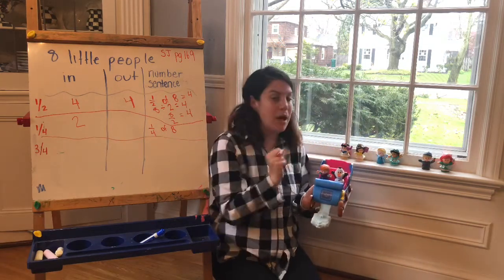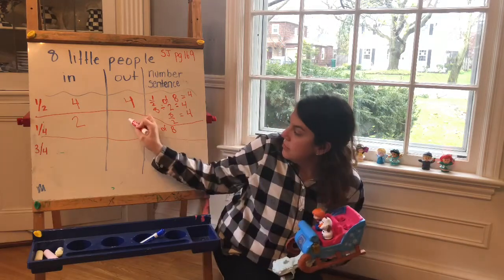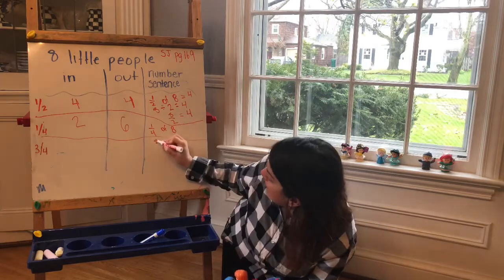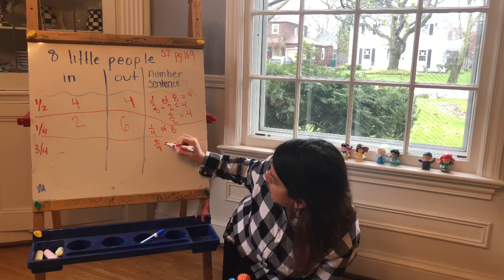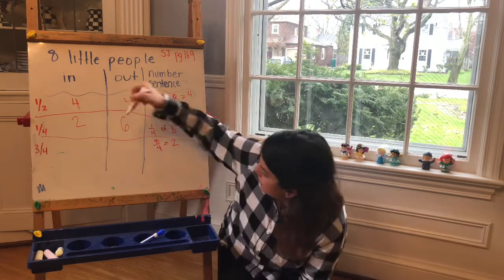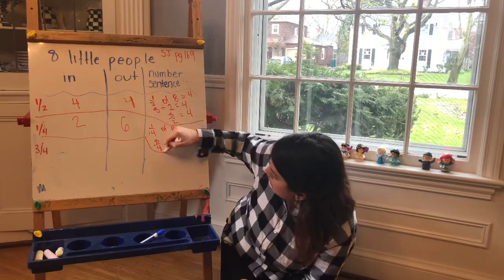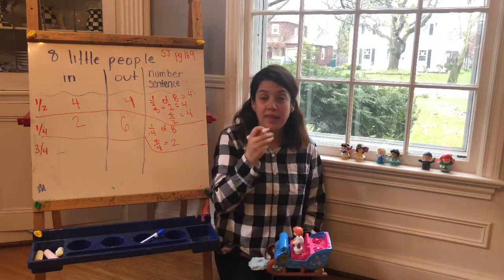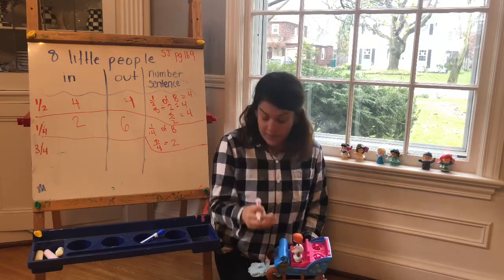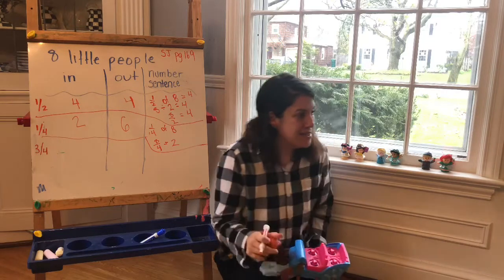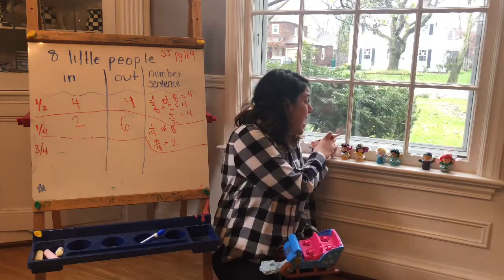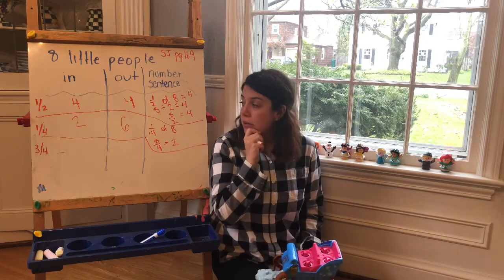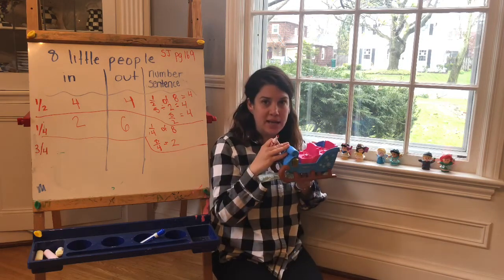Okay, and then how many would be out? 6. Or in other words, 8/4 equals 2. Oopsie. Okay, so here's where things shake up a little bit. Okay, what if I were to say that 3/4 of my little people are going to be in this sleigh?